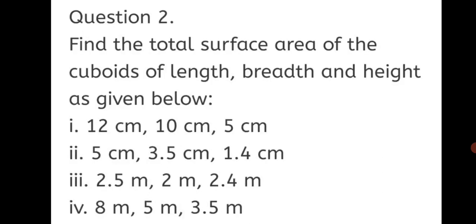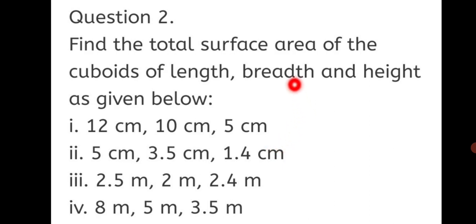Find the total surface area of the cuboids. We have finished solving cubes surface area. Now total surface area of the cuboids of length, breadth and height as given below. So since length is mentioned first, we will take 12 centimeter as the length. Next we are told breadth. So 10 centimeter will be a breadth, and height it will be 5 centimeter. Same we will follow for all the remaining sums. First will be our length, second measurement will be for breadth, and third will be for height.